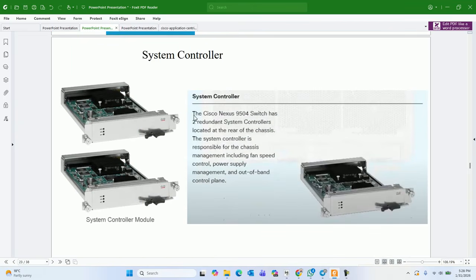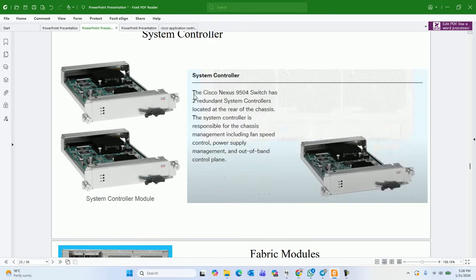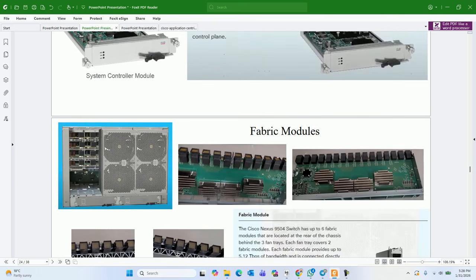System controllers. The Cisco Nexus 9504 switch has 2 redundant system controllers located at the rear of the chassis. The system controller is responsible for chassis management, including fan speed control, power supply management, and out of band control plane. We have already discussed it, but that's how it looks.